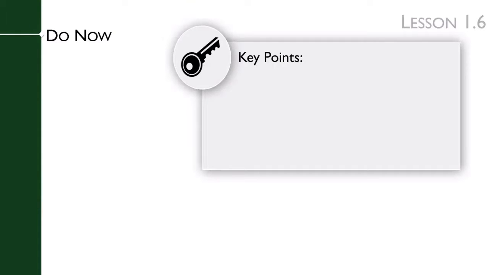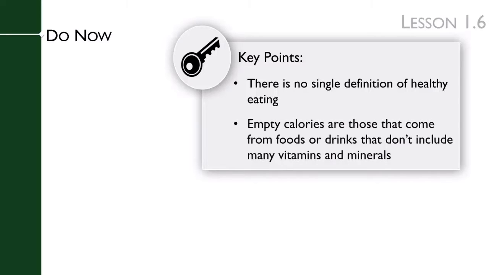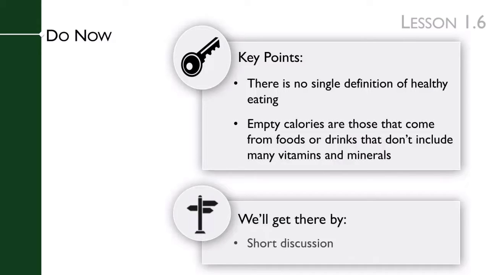The key points of this lesson's do now are that there is no single definition of healthy eating. This definition changes based on the nutrition and caloric needs of an individual. And that empty calories are those that come from foods or drinks that don't include many vitamins and minerals. We'll get there by having a short discussion.